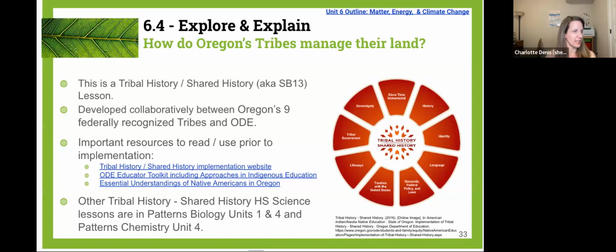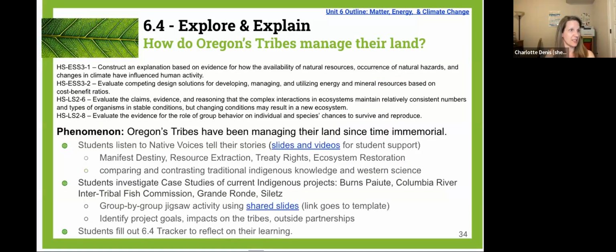So in this unit, or in unit 6, the lesson is about how Oregon's tribes manage their land. And this was kind of the impetus when we learned that we needed to implement this lesson. This led us toward the idea of fire ecology for the final project in this unit.